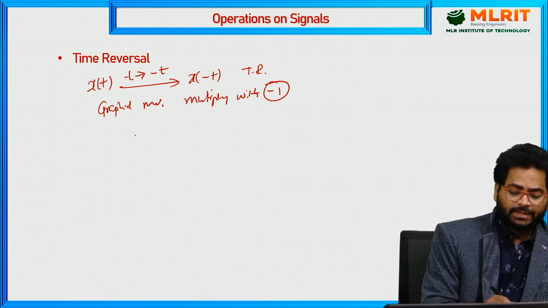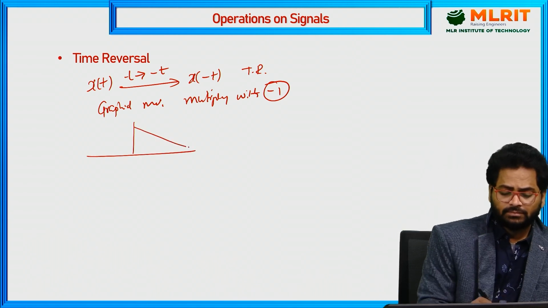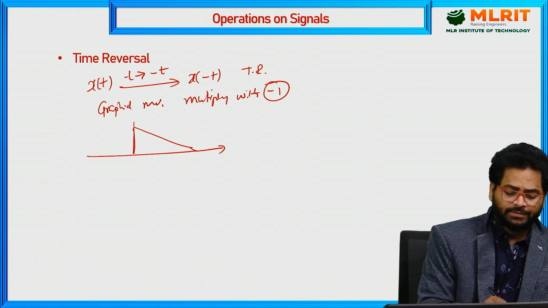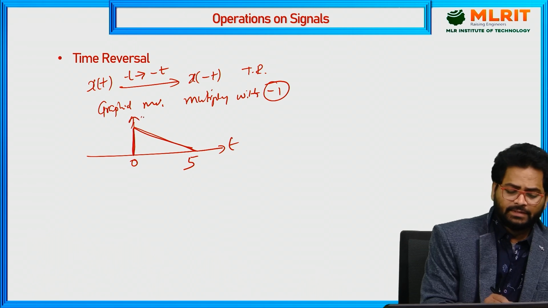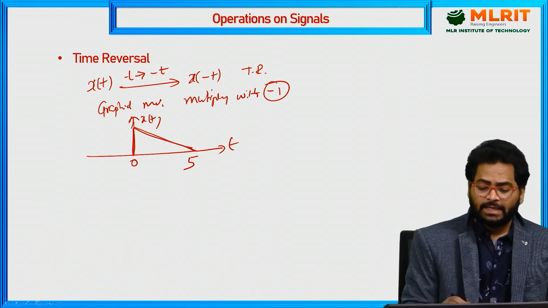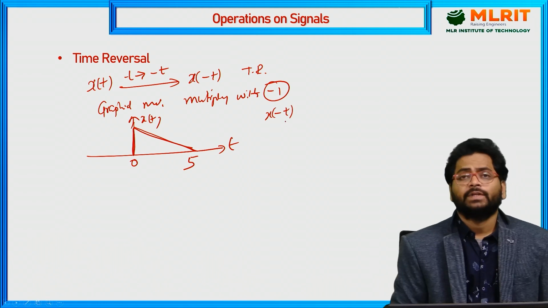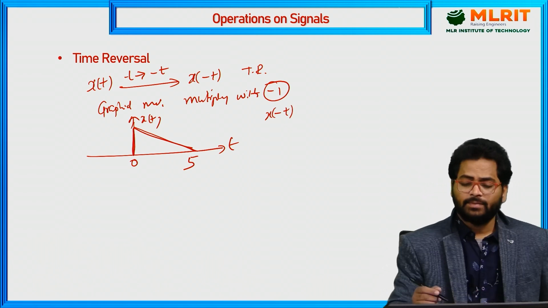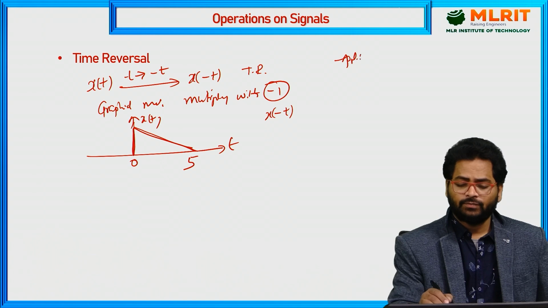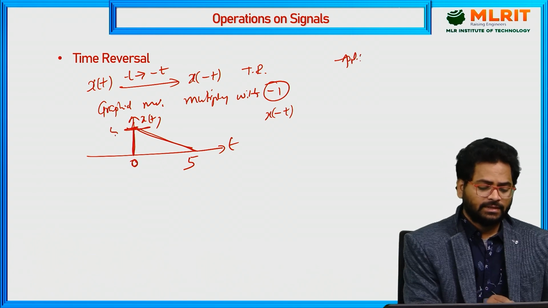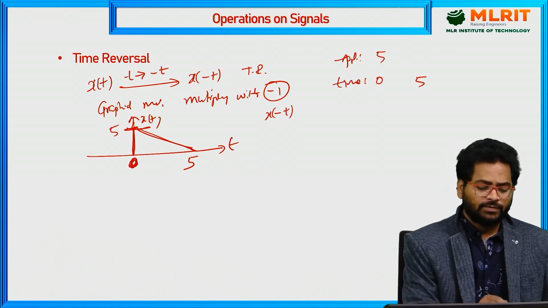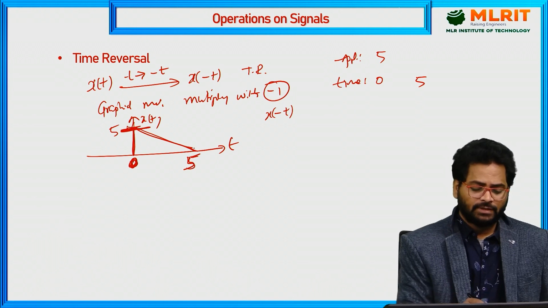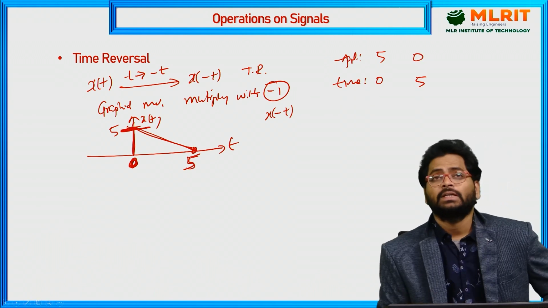So the same signal, I am taking one more. This is one triangle function. So 0, this is 5 at t, and the signal is x of t. Now if I want to write x of minus t, now take the same time amplitudes. What are the amplitudes we will have? At 0 my amplitude is, let us take it as 5, and time axis 0, 5. At 0 we will have the amplitude 5 and at 5 we will have the amplitude 0. So this is the general given signal.